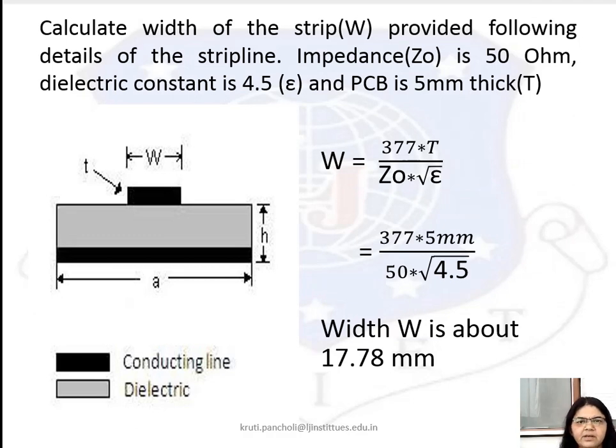We can calculate the width of the strip, provided details of the transmission line. Impedance Z0 is 50 ohm, dielectric constant 4.5, and the PCB is 5 mm thick. You can see that the data is given to us, and the formula is W is equal to 377 into T upon Z0 into square root of epsilon. So it is 377 into 5 mm upon 50 into square root of 4.5. So width W is about 17.78 mm.